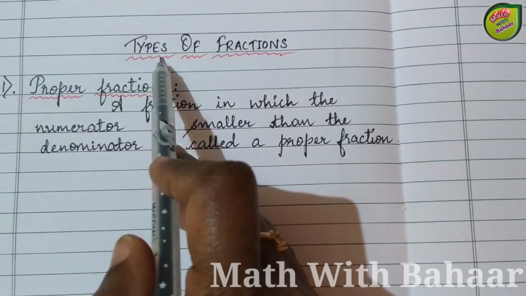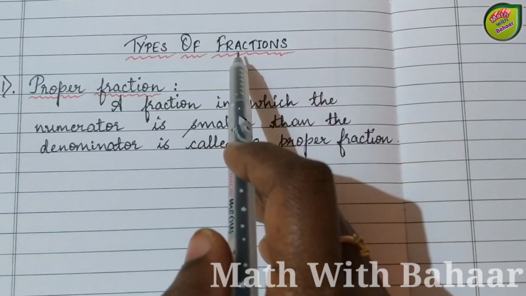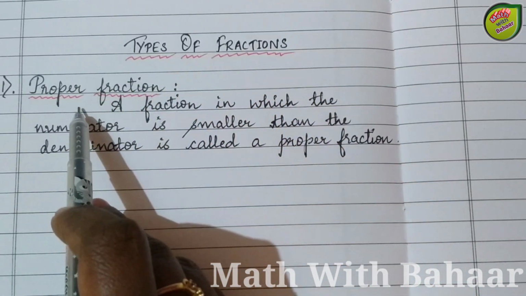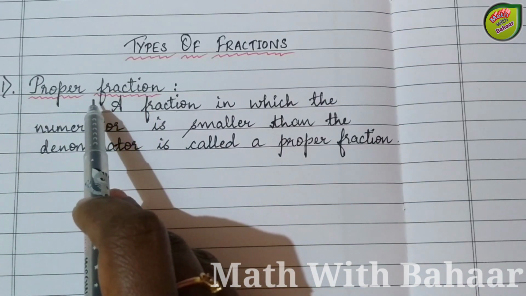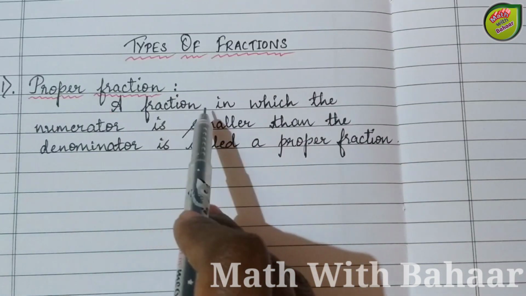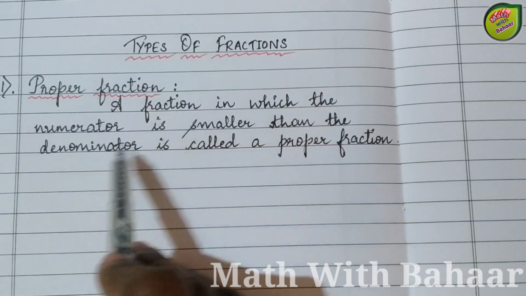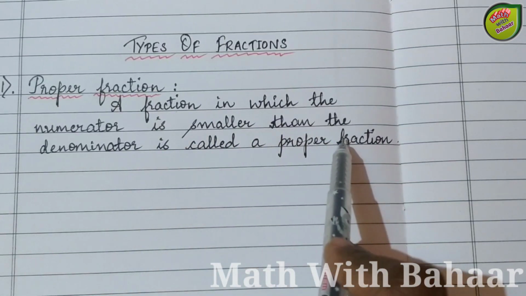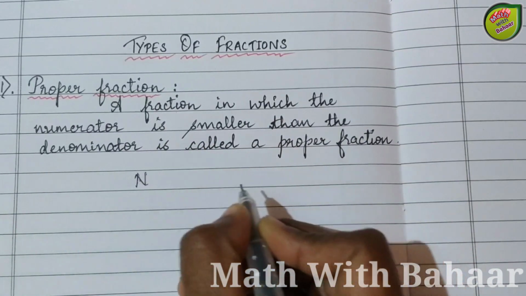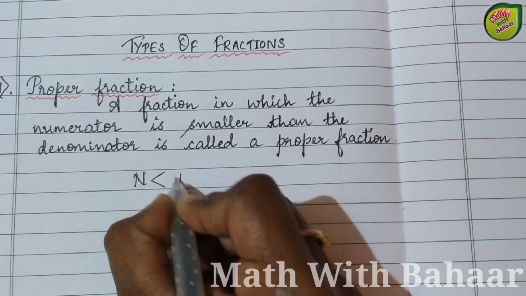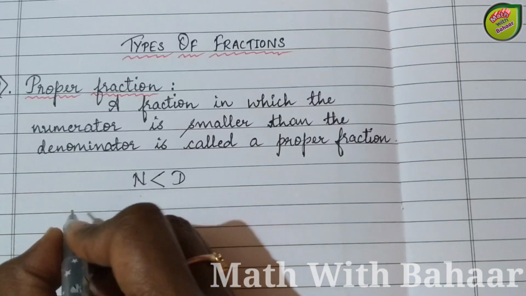So, now let us try to understand the different types of fractions such as proper fraction, improper fraction, mixed fraction, unit fraction, like and unlike fractions. So first let us have a look at proper fraction. A fraction in which the numerator is smaller than the denominator is called a proper fraction. So here the numerator n should be lesser than or smaller than the denominator. So, numerator should be lesser than the denominator.